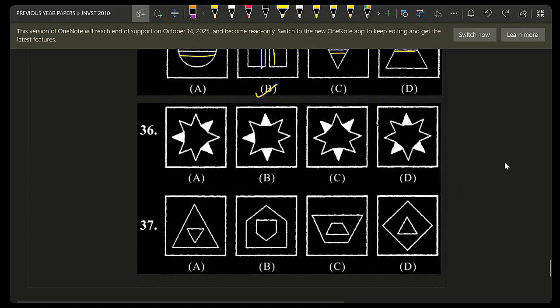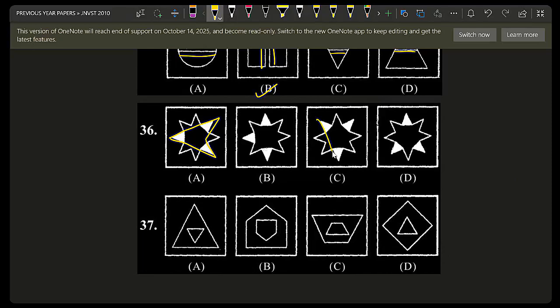36 and 37. The 36th one. The black shaded part is alternate in figure B, but in other figures it is different. So you can see this shape like this, and this shape like this, the shaded one. You can see this shape like this, but it is different in option B. Okay. So in option B, the shape of the shaded part is different.